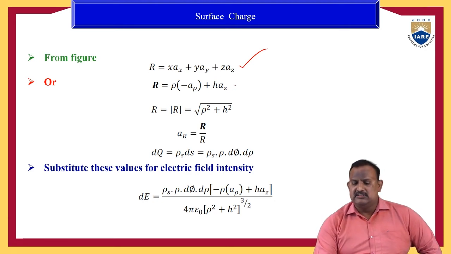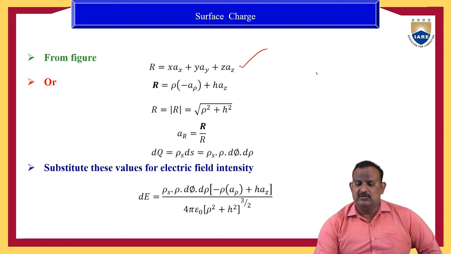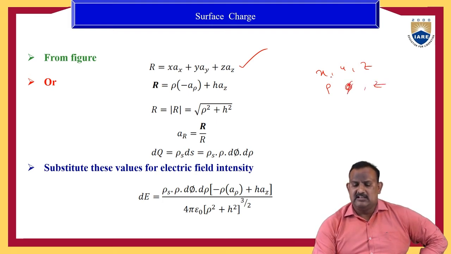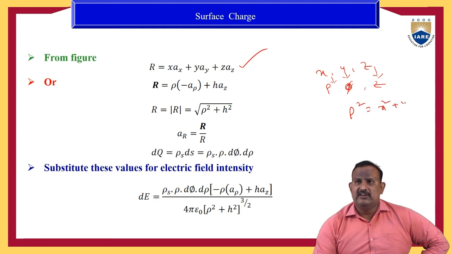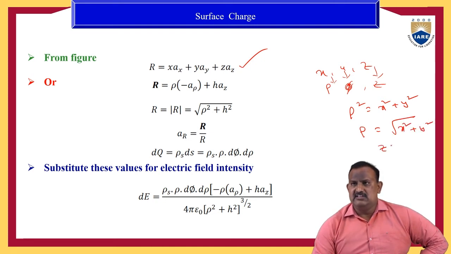In the rectangular coordinate system, we have x, y, z. In the cylindrical coordinate system, we have rho, phi, z, where x is analogous to rho, y is analogous to phi, and z is analogous to z. So in converting cylindrical to rectangular, we can write rho square is equal to x square plus y square. Simply, rho is equal to root of x square plus y square. z is equal to z only.